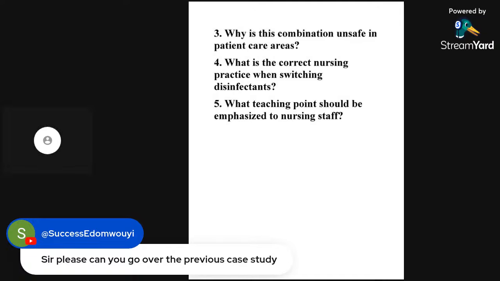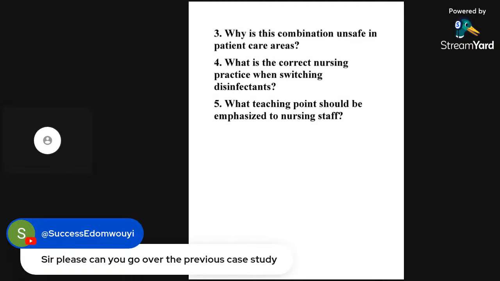What is the correct nursing practice when switching disinfectant? When you are switching disinfectant, the point is to allow the surface to dry. You can use multiple disinfectants as much as you like, but allow that surface to dry. Let it be done with the first disinfectant. Then you can clean properly with water before you use another one. But you are supposed to use only one disinfectant at a time. There's no point at which you need to mix them.